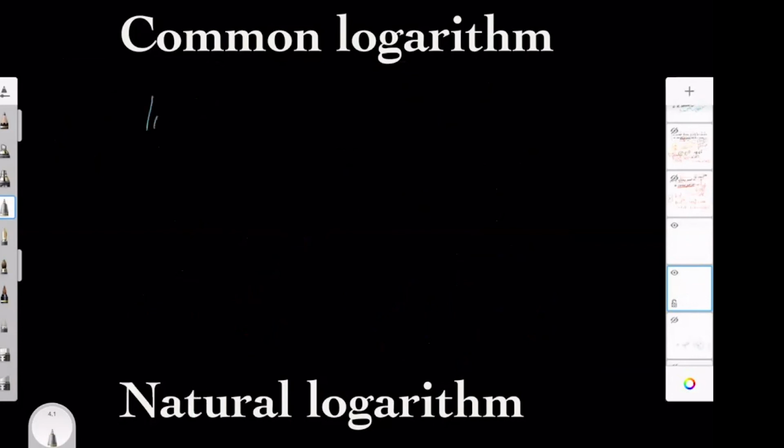What is log of 1 over, no, root 10? What is this equal to?